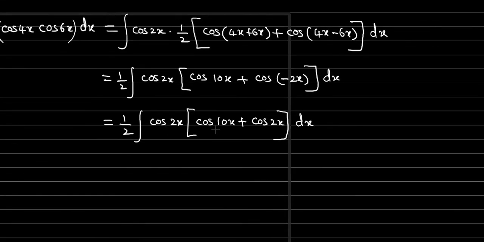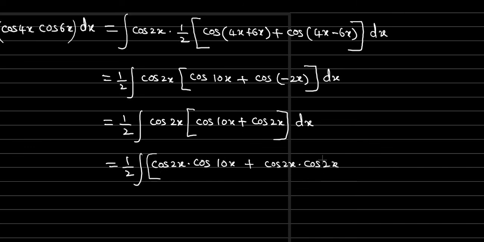Now this cos 2x I am going to take inside. 1 by 2 integral cos 2x into cos 10x plus cos 2x into cos 2x. So this one we can write in the form of cos square 2x.